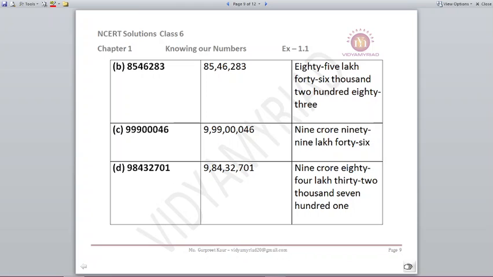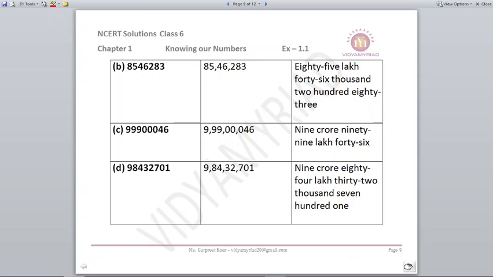Next, 8546283. So we will first put commas according to the Indian system. We will start from the right and move towards the left. When we do that, we get the answer as 85,46,283. So what is my answer? 85 lakhs 46,283.